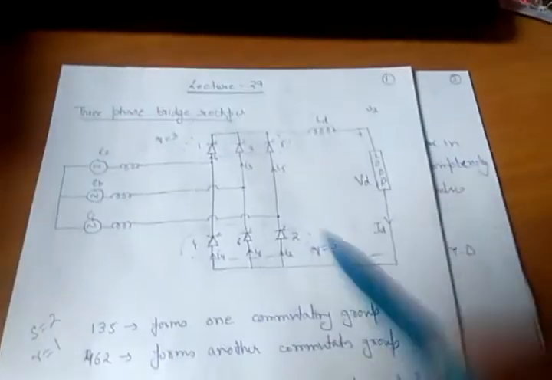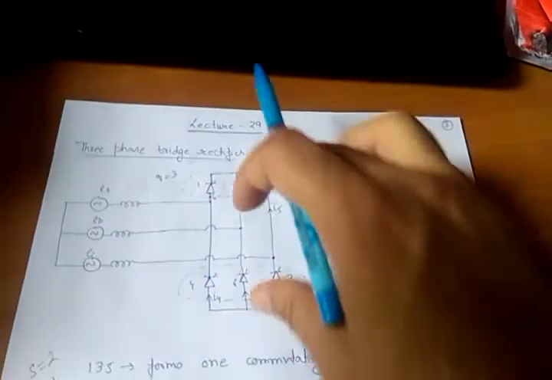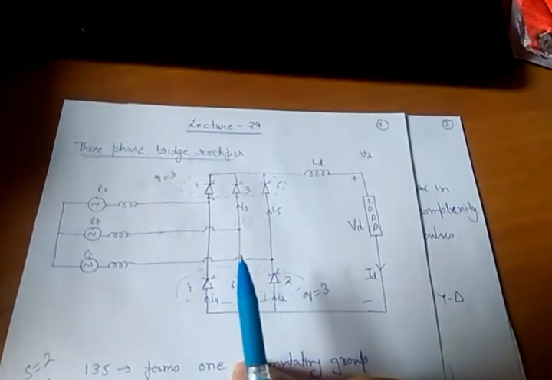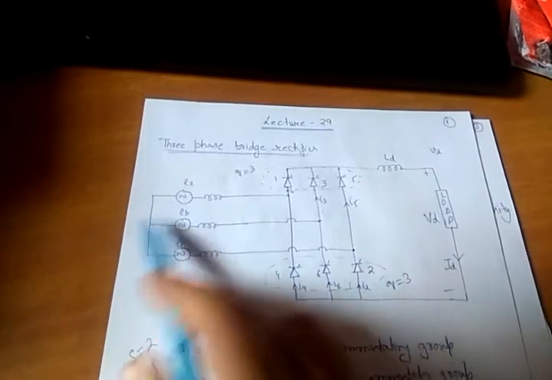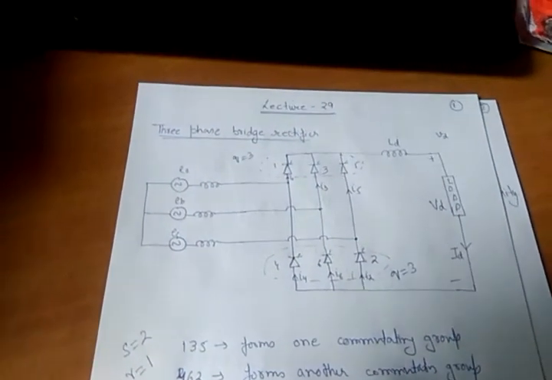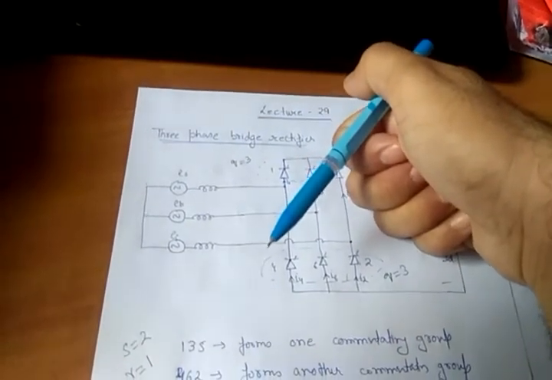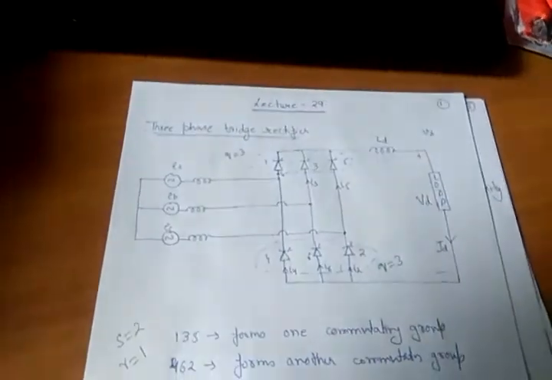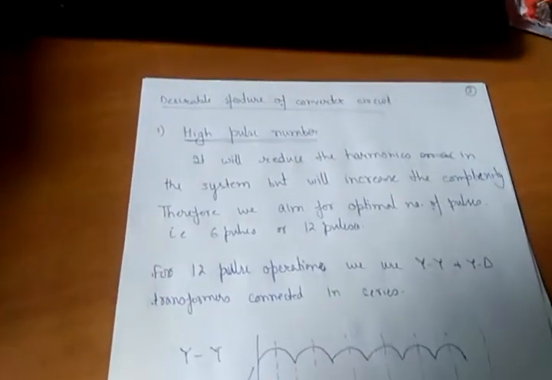Means here you have 6. If you want 12, what will you do? If you have 6, you will use another converter here. But if this is star delta connected, the other converter should be star star connected. Then you will get a 30-degree phase shift between the output pulses of this converter and the output pulses of the other converter. Okay. So increasing the number of pulses will increase the complexity.